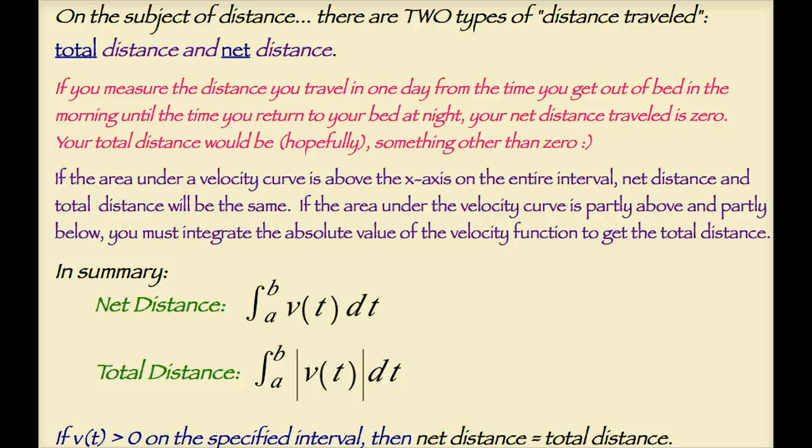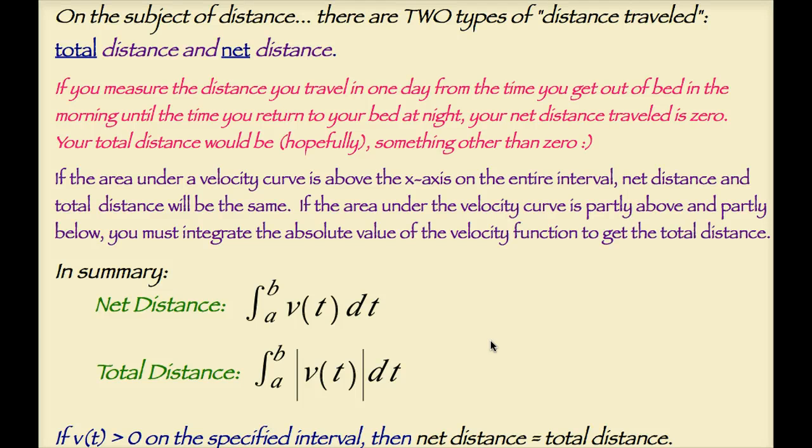If the area under a velocity curve is above the x-axis on the entire interval, net distance and total distance will be the same. If the area under the velocity curve is partly above and partly below, you must integrate the absolute value of the velocity function to get the total distance.